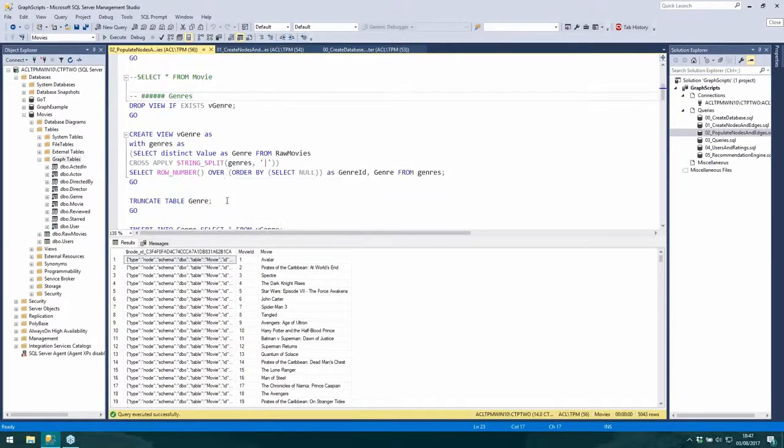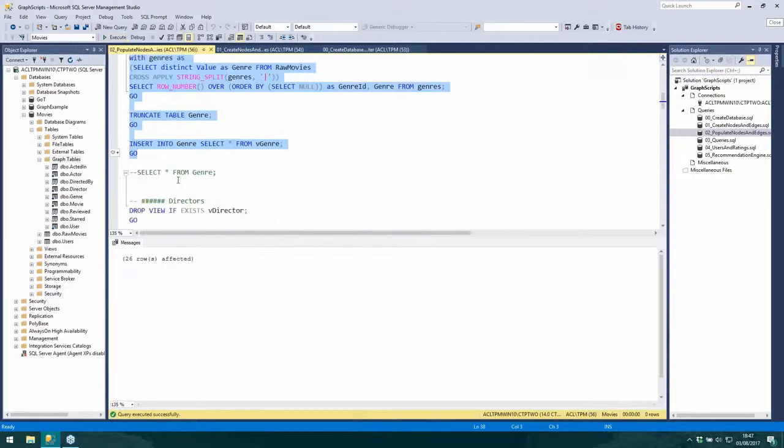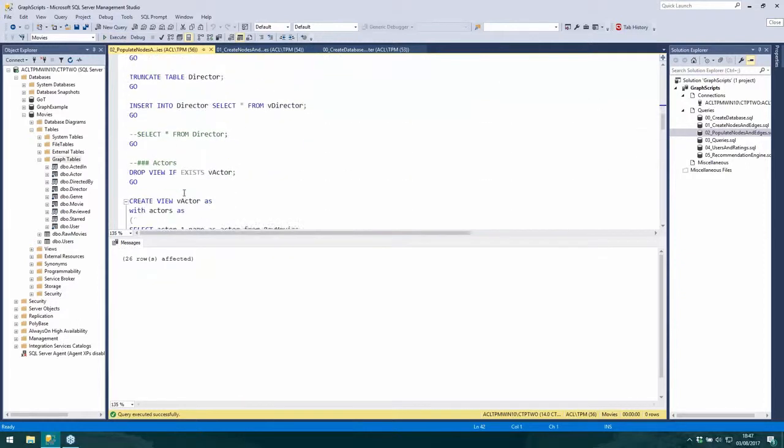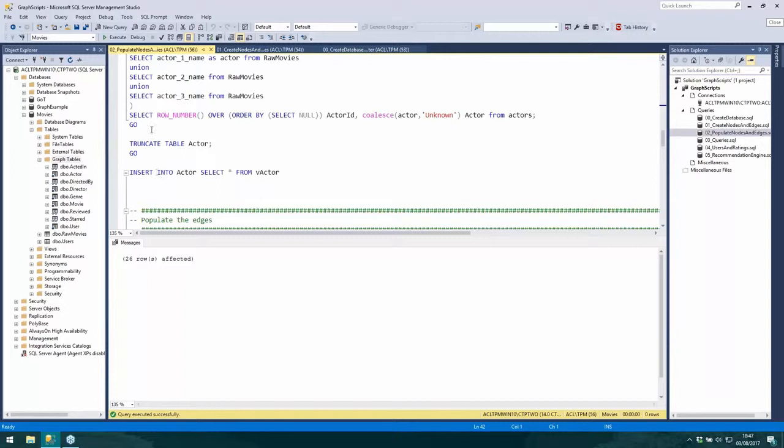I will do the same for the genre table, inserting some stuff into there. I'll do the same for directors, and I'll do the same for actors.